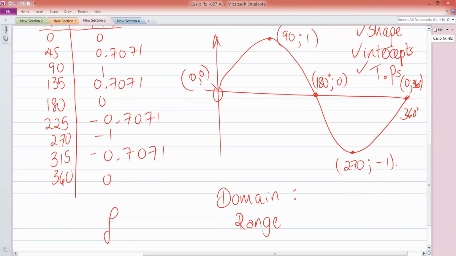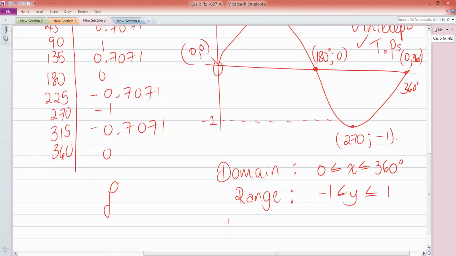So there's several ways of writing the domain. For this particular graph, it's going from 0 up to 360 degrees. The range for this graph, look at the maximum. The maximum value is 1. The minimum value is negative 1. So your range is between negative 1 and 1.